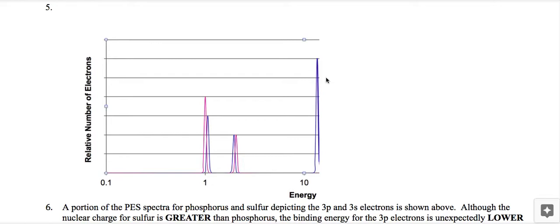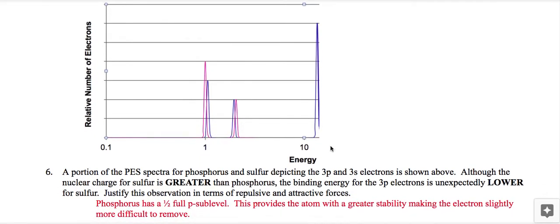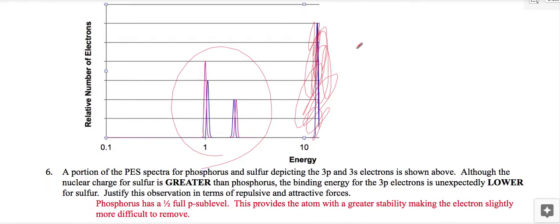Number 5. We have a portion of the photoelectron spectrum for phosphorus and sulfur. And we have these two things. This is actually a really hard problem, guys, so let's look at this carefully. First of all, I want to make sure we see this. This part right here, unimportant. These parts there, important. So we see the two different ones. Now, I wish there was a key over here. Let me see if I can figure this out real quick.